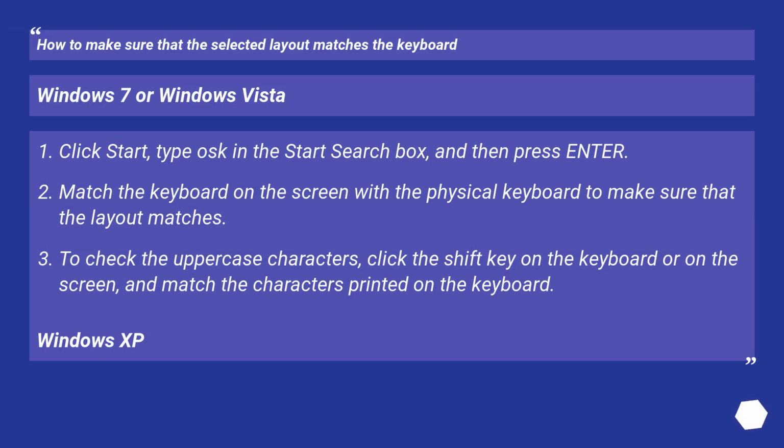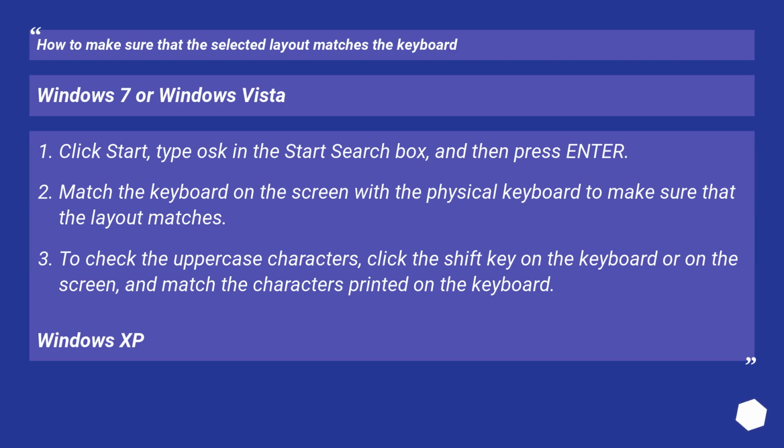How to make sure that the selected layout matches the keyboard. Windows 7 or Windows Vista. Click Start, type osk in the Start search box, and then press Enter. Match the keyboard on the screen with the physical keyboard to make sure that the layout matches. To check the uppercase characters, click the Shift key on the keyboard or on the screen, and match the characters printed on the keyboard.